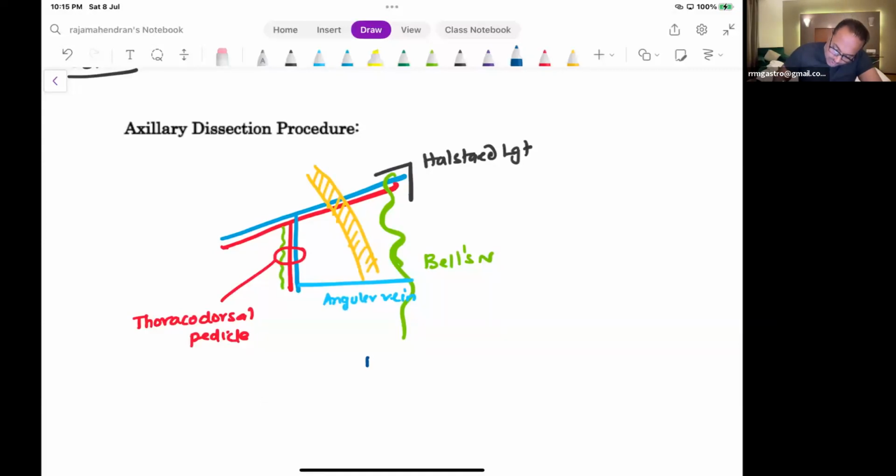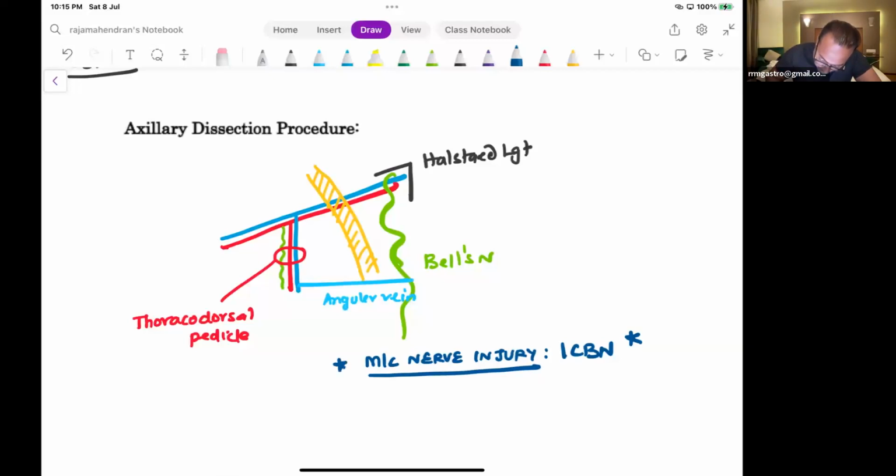So what is the most common nerve injured in this operation? என்ன nerve common injured ஆகும்? Yes, what is a common nerve injured in an axillary dissection? Very good. Intercostobrachial nerve. Very good. So the most common nerve injured is intercostobrachial nerve.